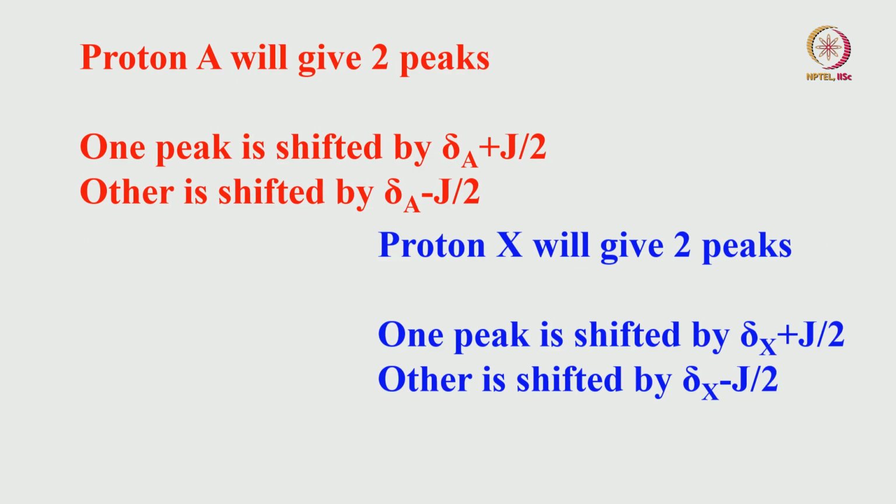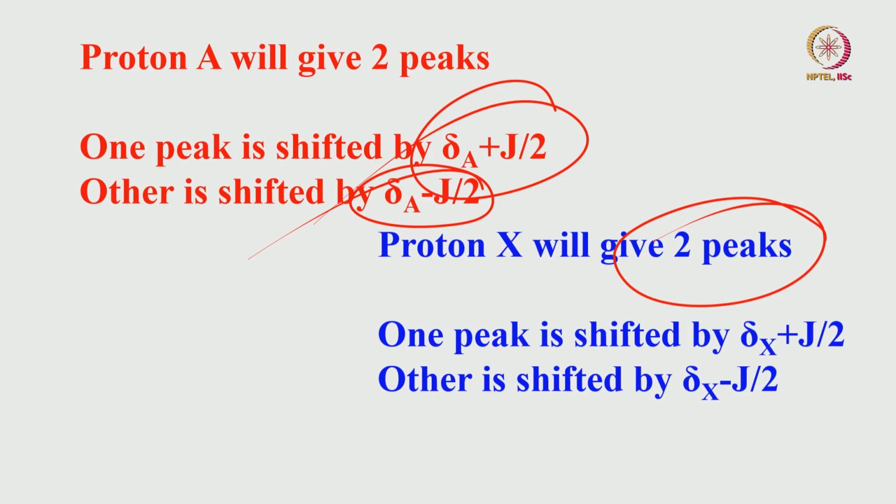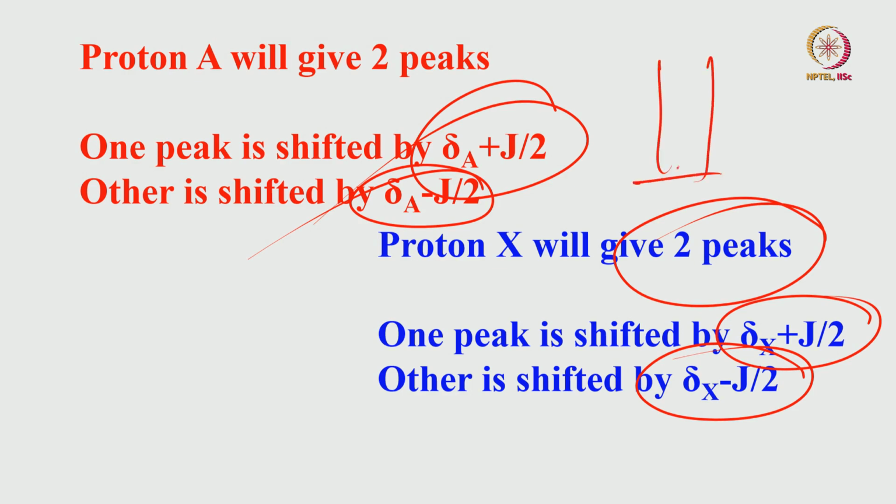You can see that proton A will give 2 peaks, one is shifted up from the chemical shift of A by J/2, the other is shifted by minus J/2. Similarly, proton X will give 2 peaks, one is shifted from the chemical shift of X by J/2, the other is shifted by minus J/2. That means proton A will give 2 peaks from the center, moved by the same value to either side.